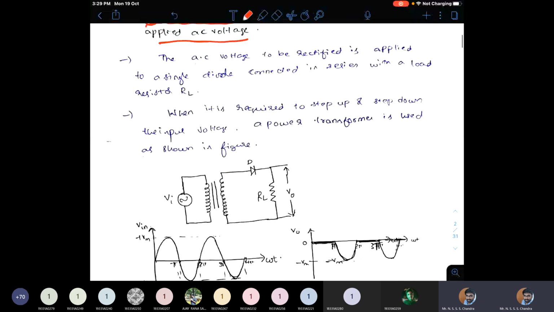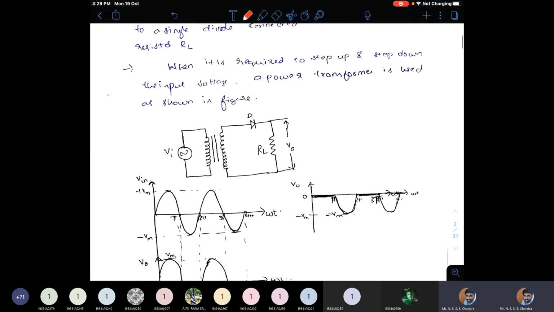Here the circuit connections are given. The AC voltage to be rectified is applied to a single diode connected in series with a load resistor RL. When it's required to step up or step down the input voltage, a power transformer is used. So this is a transformer, then you have a diode D, and a load resistor RL.